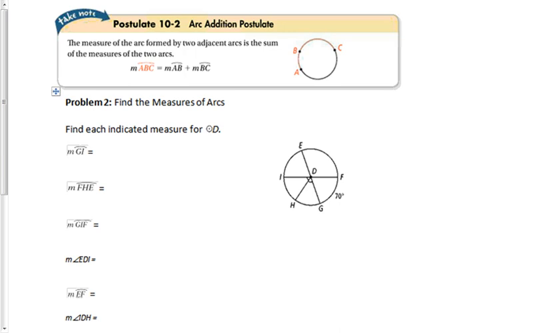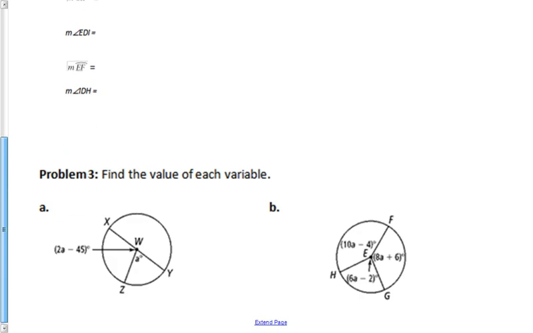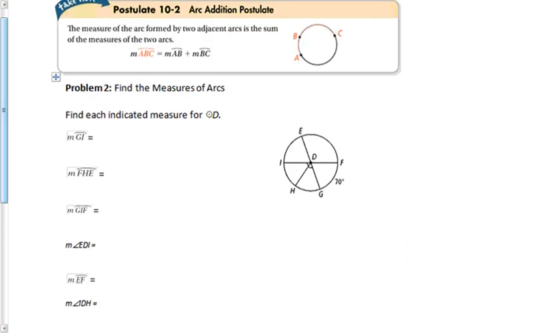Postulate 10.2 is the arc addition postulate. Actually, we're just going to look at arc addition first. And that says the measure of the arc formed by two adjacent arcs is the sum of the measures of the two arcs. So just like the angle addition postulate, the segment addition postulate, if we know the measure of two adjacent arcs and you add them together, that's going to make the greater arc there. So it says find each indicated measure for circle D. Well, we've got only one arc, only one central angle here listed. But we know that semicircles make 180 degrees. So we can work with that.